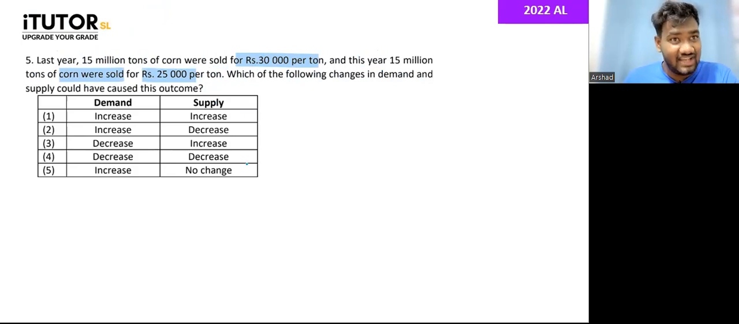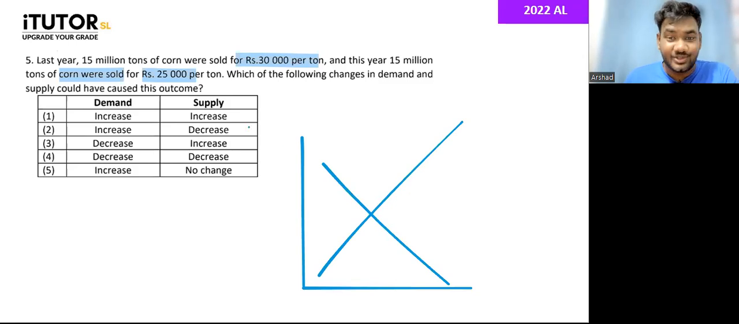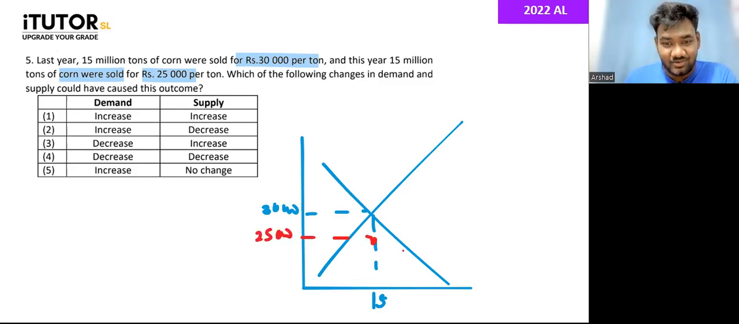First of all, have we done a question like this in the past papers? Yes. We have, right? So last year they are saying 15 million at 30,000. So price was 30,000 and they were selling 15 million tons. And this year, 15 million tons are sold at 25,000. Oh, same thing. Remember, we had the same thing in the previous paper. So what could have caused this, guys?